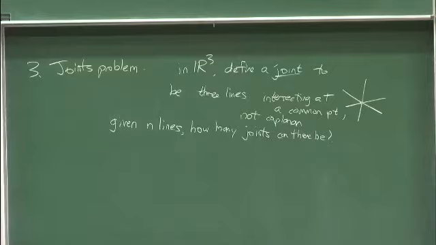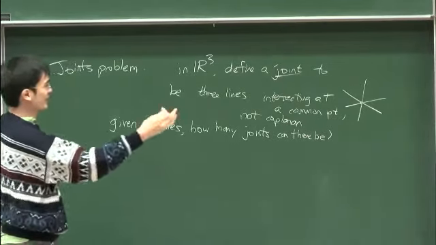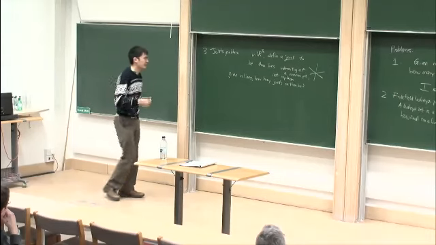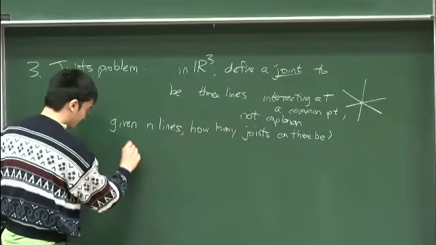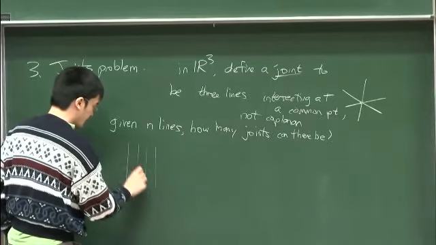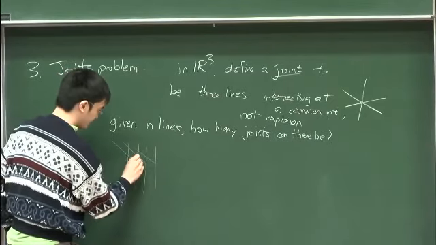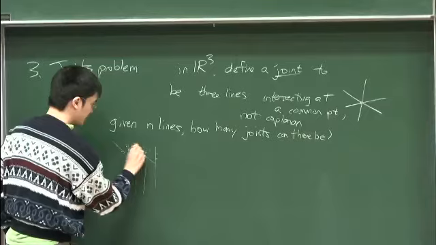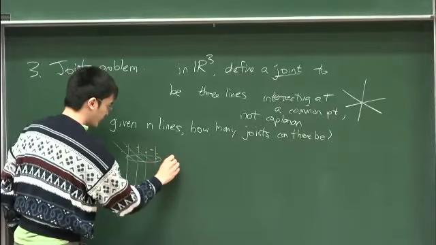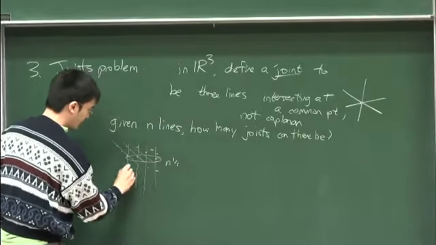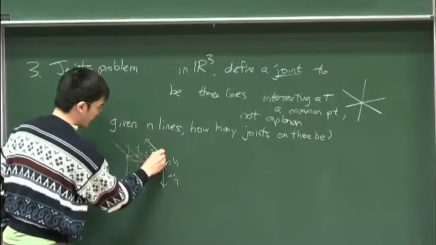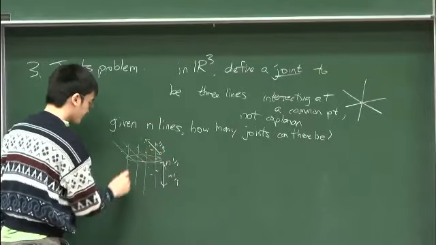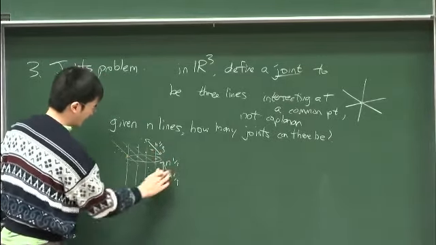Of course you can have zero joints if the lines don't meet each other, but the question is, how many can you have? So this is a simple example of a grid. If you pick an n^(1/2) by n^(1/2) by n^(1/2) grid of, say, integer lattice points, not n^(1/3), sorry, n^(1/2).